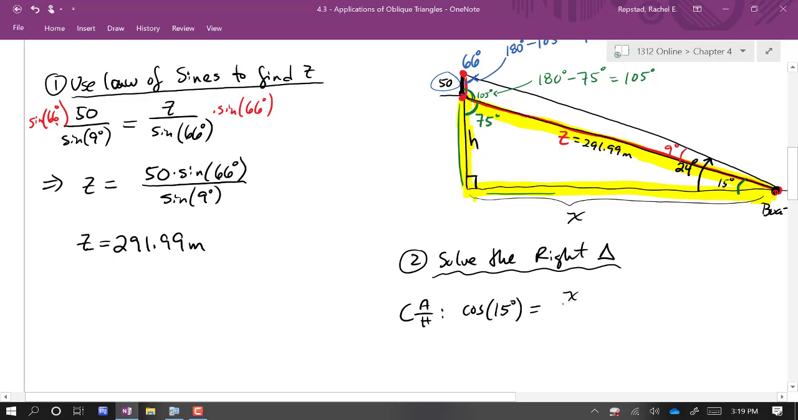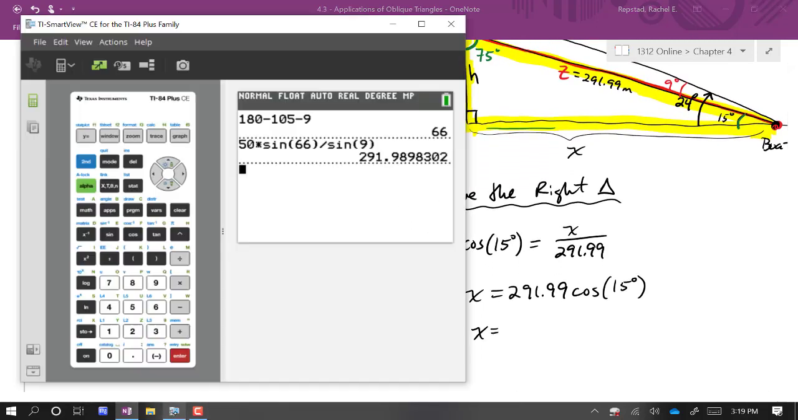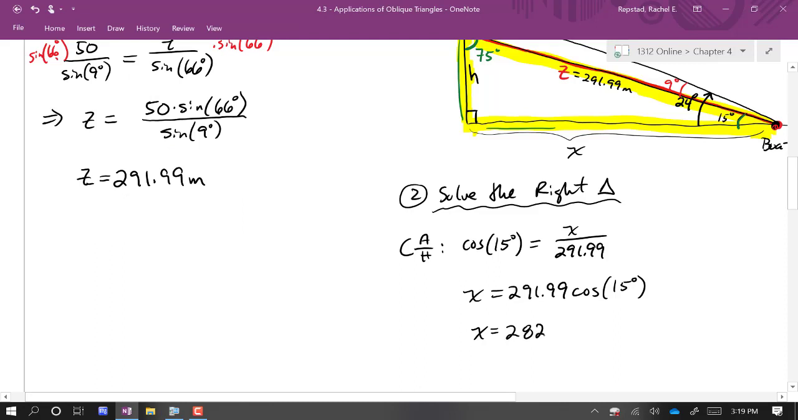is equal to x over 291.99. And so x is 291.99 times cosine of 15 degrees. We have 282.04 meters. You might just round that to 282 meters.